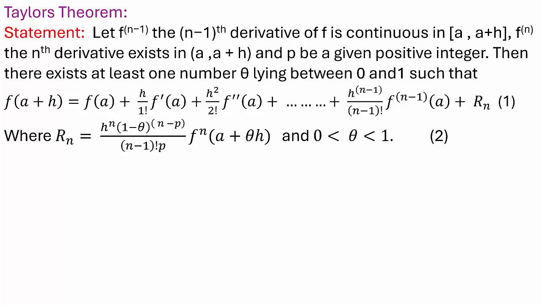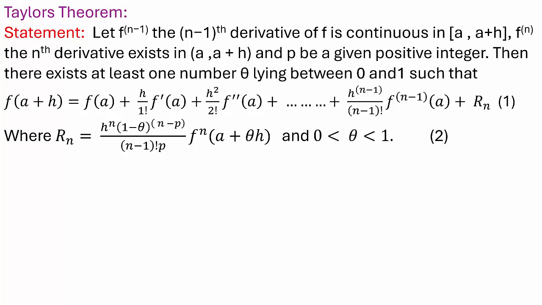We shall revise the statement again. Let f^(n-1), the (n-1)th derivative of the function f, be continuous in the closed interval [a, a+h]. This is the first condition. And f^(n), the nth derivative, exists in the open interval (a, a+h). This is the second condition. And p is a given positive number.